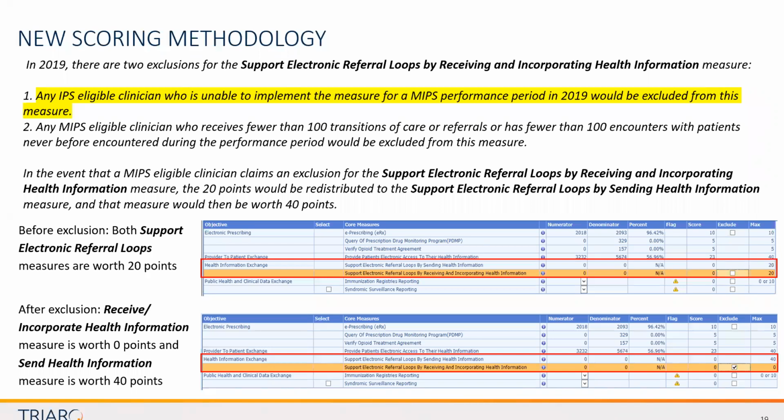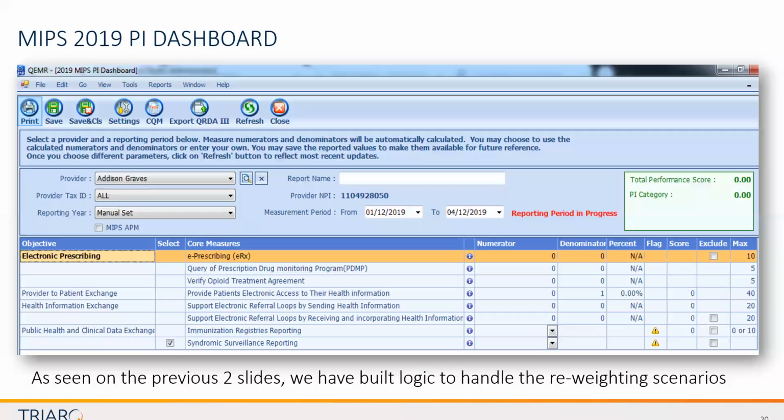So I believe that the folks on this call, if you're struggling with that receiver incorporate workflow, you can check the box and throw those 20 points into the send electronic referral loops by sending health information. So instead of dividing the points 20/20 for the HIE objective, the one measure, the send health information measure, becomes worth 40 points. So that is this new scoring methodology that is available to us this year.